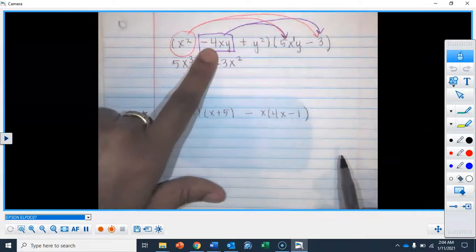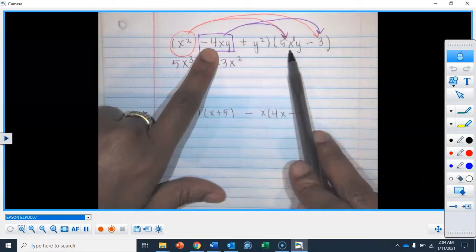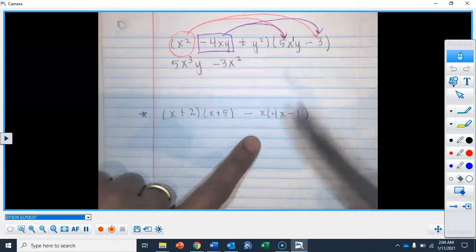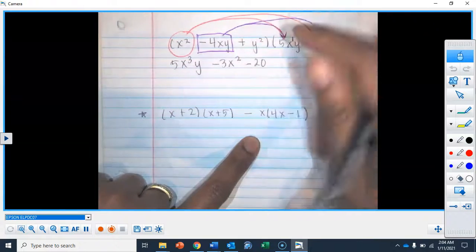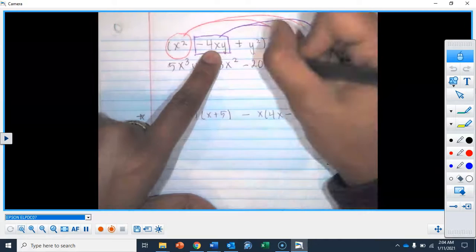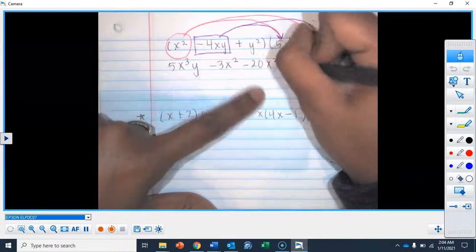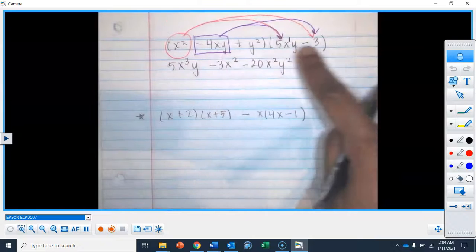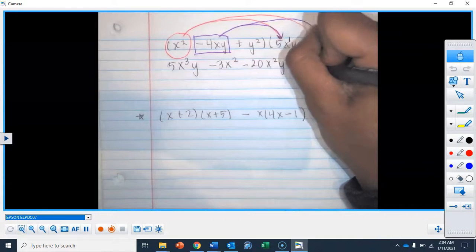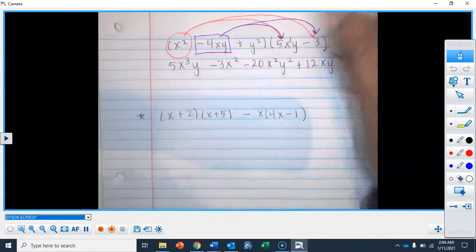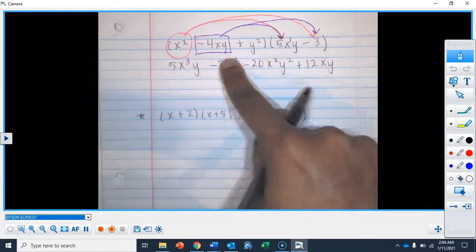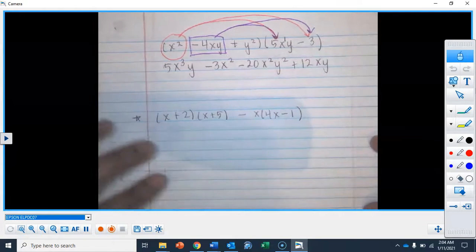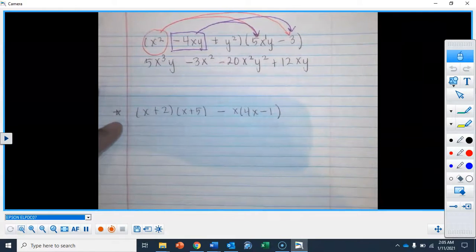So now we get negative 4xy times 5xy. This is negative 20 when I multiply the coefficients. X times x is x squared. Y times y is y squared. See? Now I'm doing negative 4xy times negative 3. That's positive 12xy. Just glue on those variables because he doesn't have any. All right. Last part. Let me use another color.